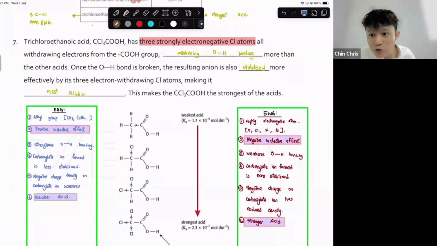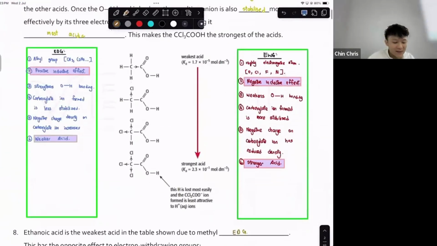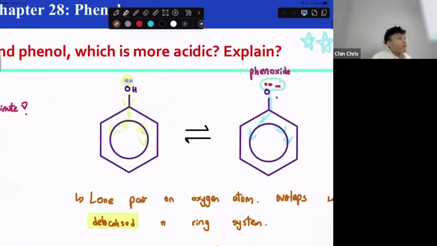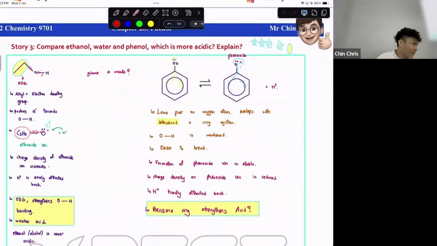Miss, can you restate the phenol part? Okay, guys, what happened to phenol? Please tell me why phenol is a weak acid again? Because the lone pair on your oxygen overlaps with the delocalized pi ring system, weakening your OH bonding, right?